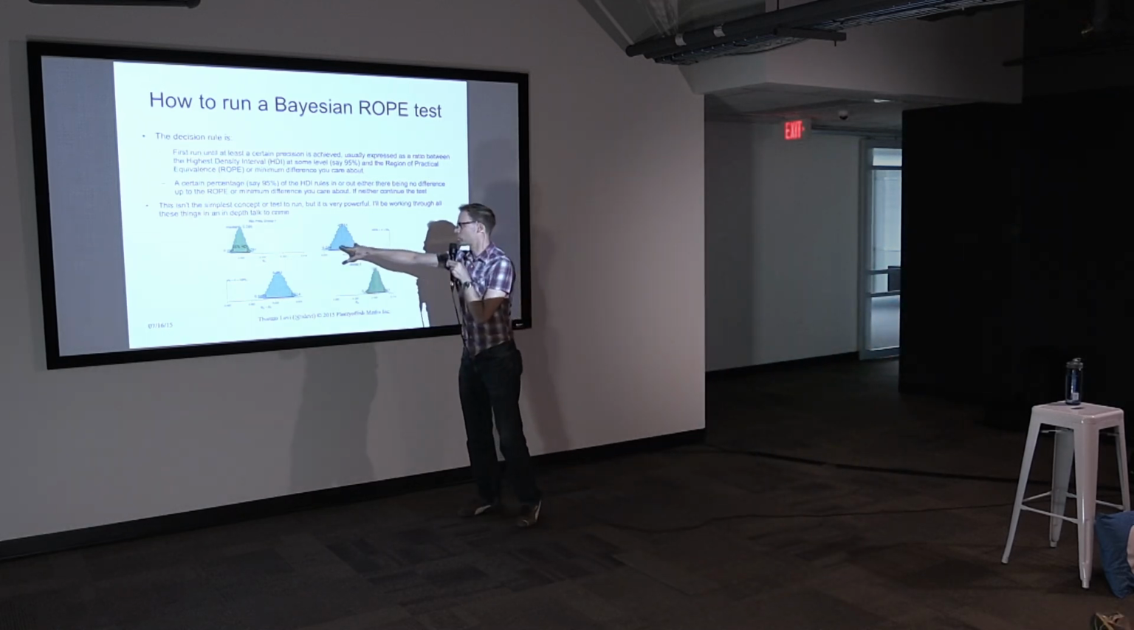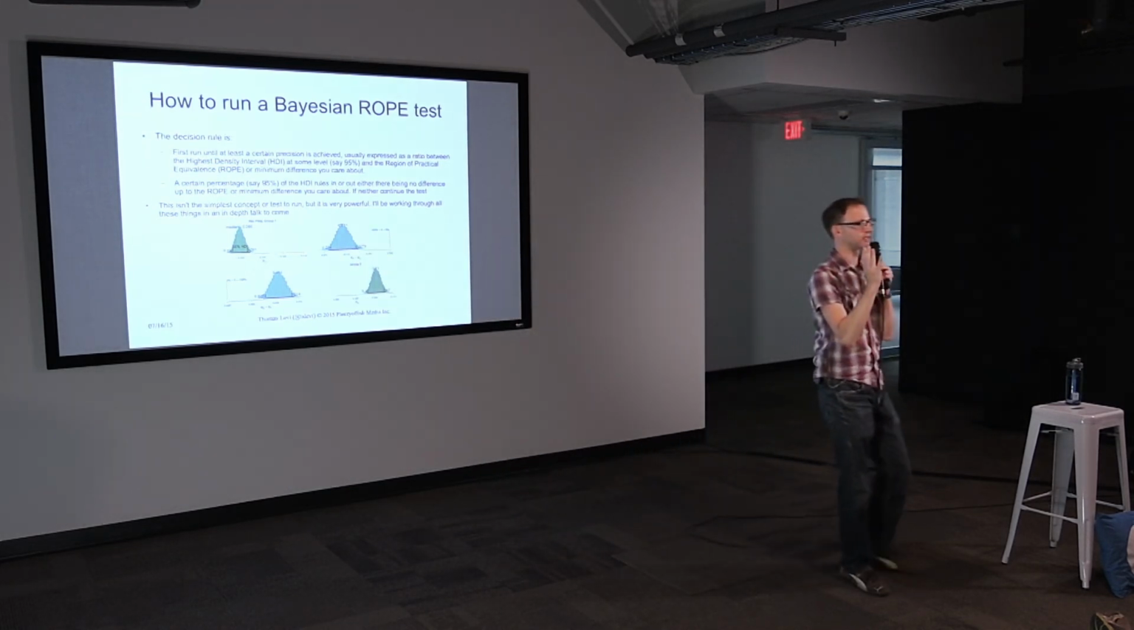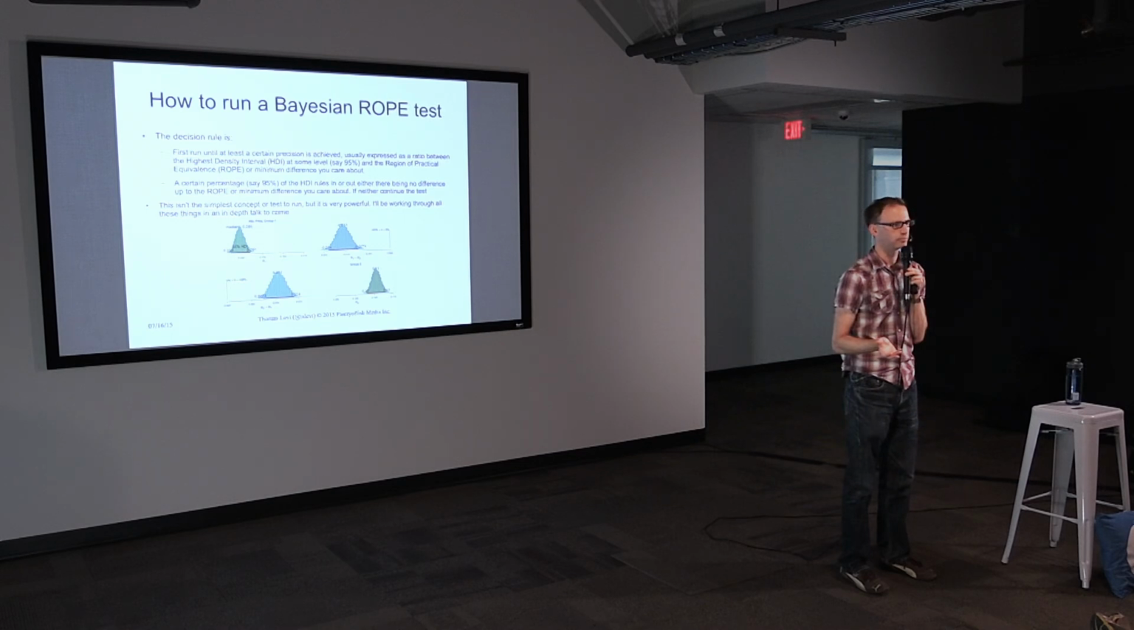On the other hand, as this curve gets narrower and narrower, essentially what's going to happen is either the whole curve, or the majority of the curve, is going to rule out 0, or is going to rule out the minimum change you care about. If it rules out 0, call it for the variant. If it rules in 0, call it for the control, and that's it.